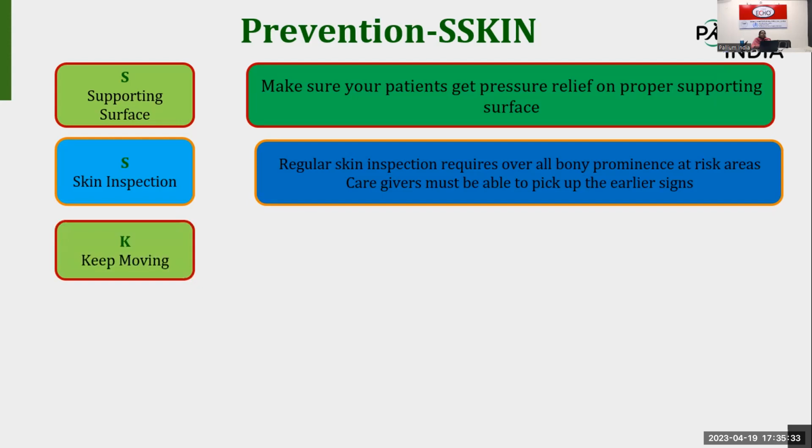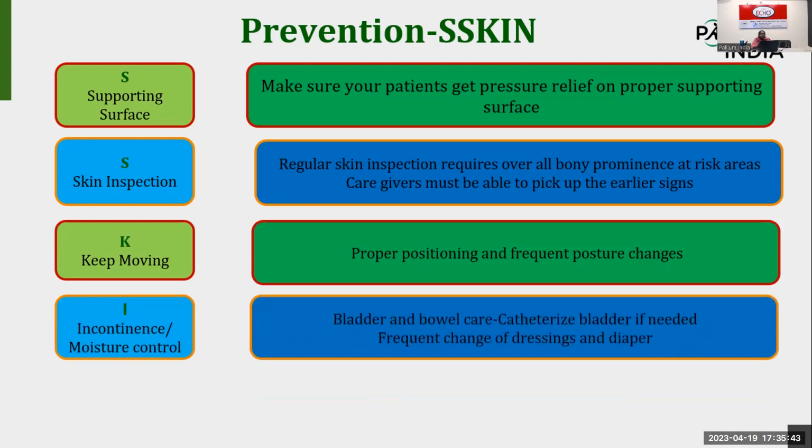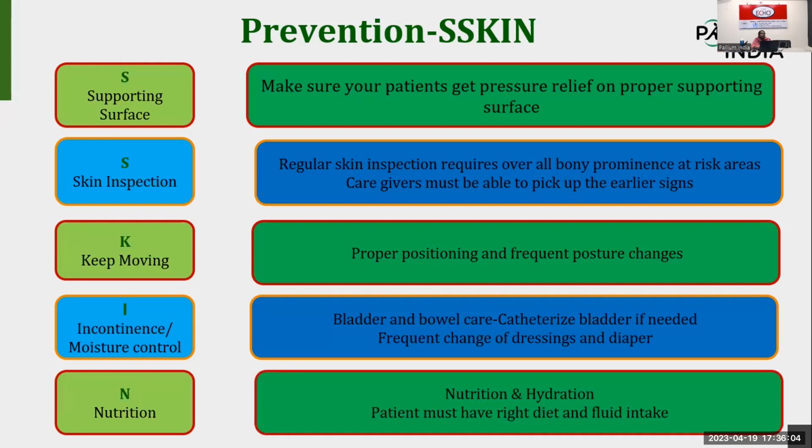And keep moving, please keep moving. Every 2 to 3 hours, we have to change the position. Okay. And the next one is incontinence. Incontinence and moisture control is important. Bladder and bowel care. As I discussed earlier, for incontinence, you can think about catheterization and frequent changing of the diaper or linen. And the final one is nutrition. Nutrition and hydration is also important. So these are the ways we are able to prevent pressure ulcers.